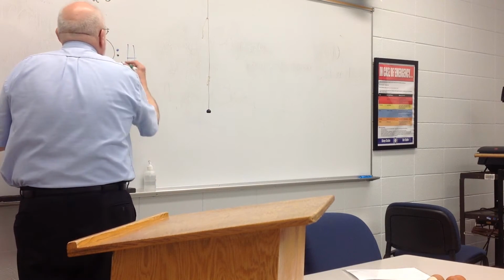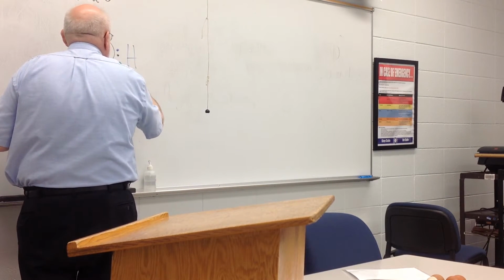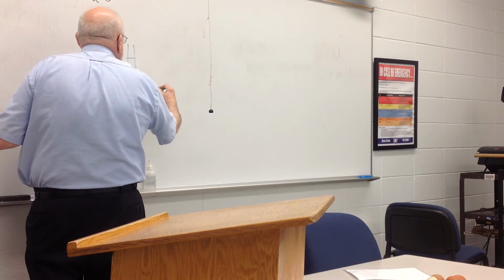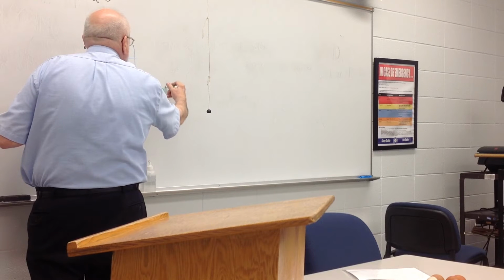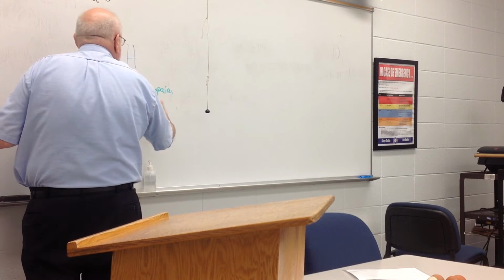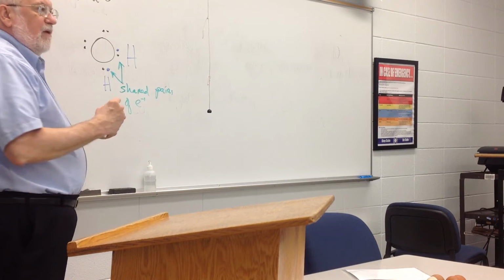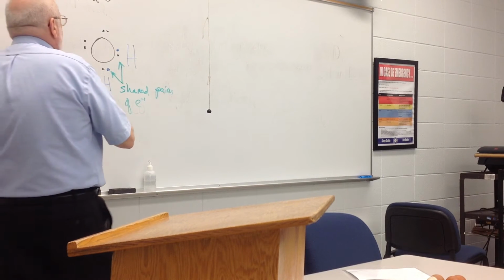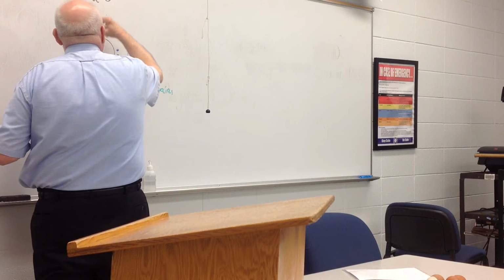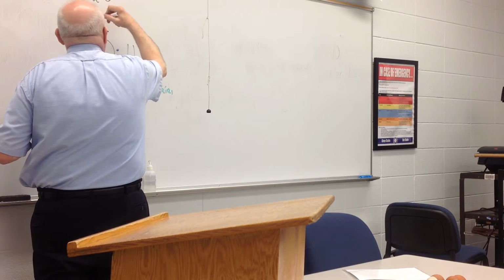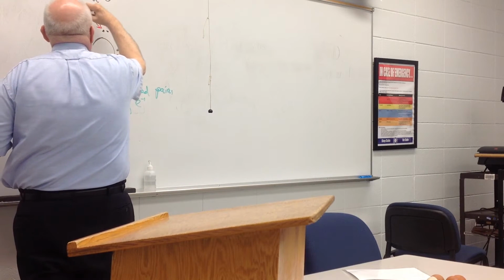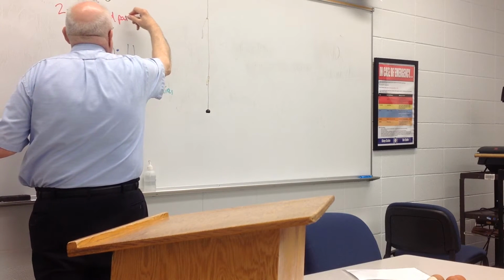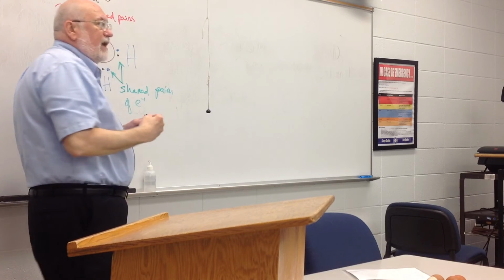Well, between the hydrogen and the oxygen, we have shared pairs of electrons. All right? Those are shared between the hydrogen and the oxygen. Up here, there, and there, we have 2 unshared pairs of valence electrons.